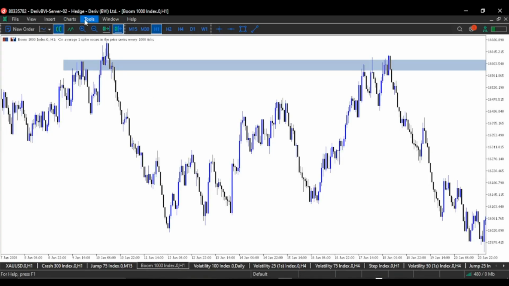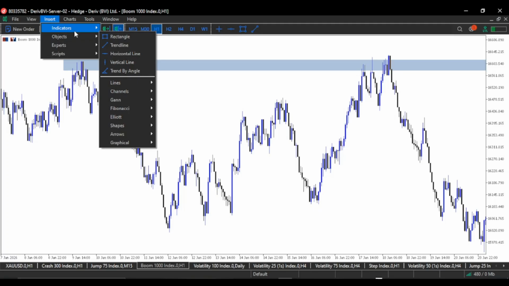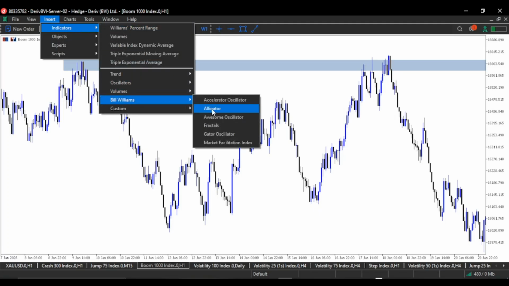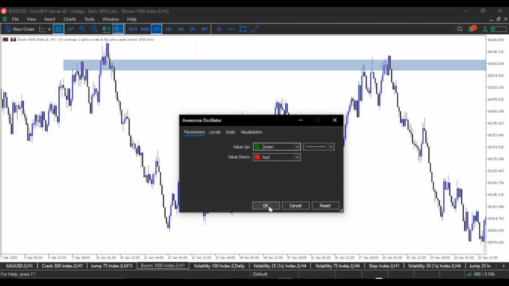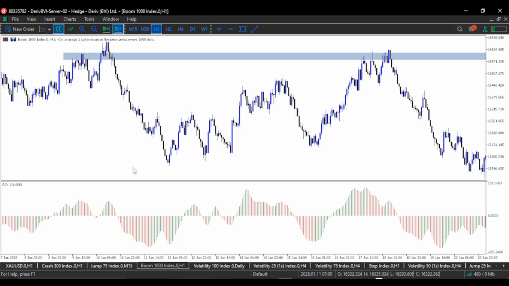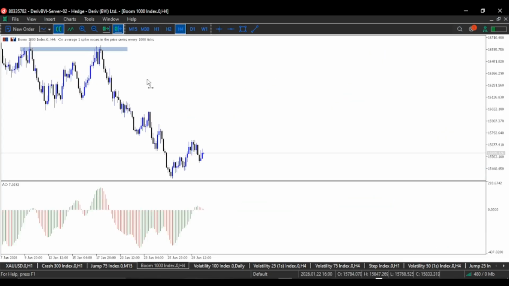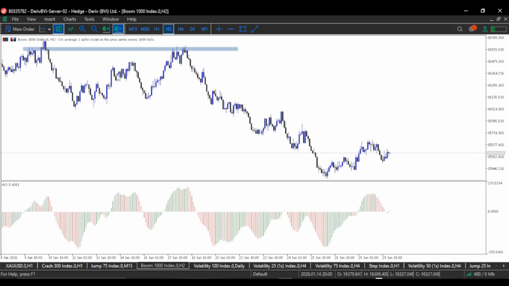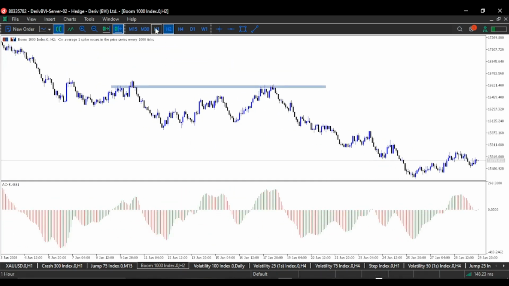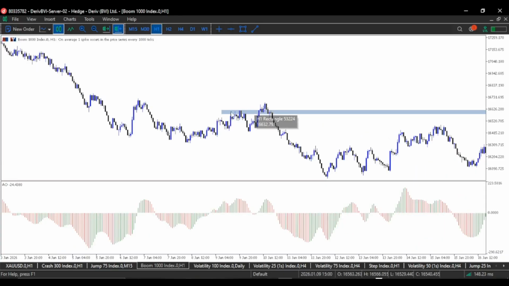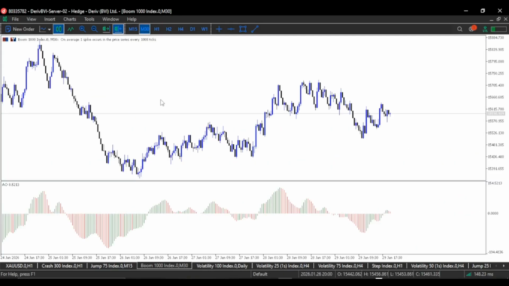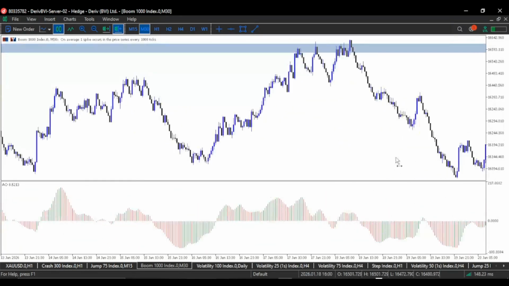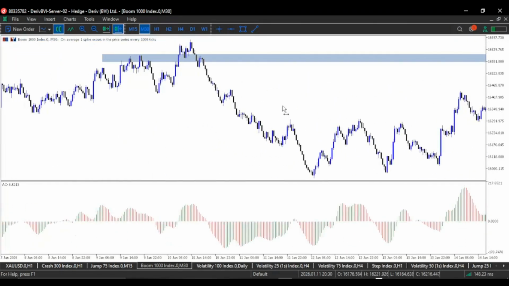Boom 100. Let's try and insert an indicator and see if we'll see the divergence. Right, okay, so this was on the 4-hour time frame. If it's not there on the 4-hour time frame, we go to the 2 hours time frame, or the 1 hour time frame. We are looking for our divergence at this particular level. Let's see if we can see it on the 30 minutes time frame.